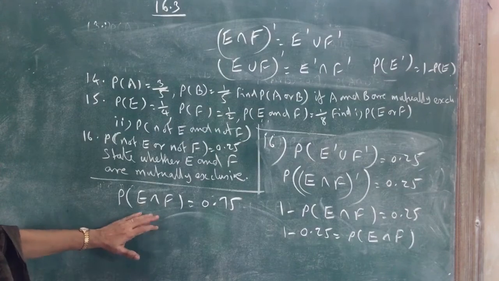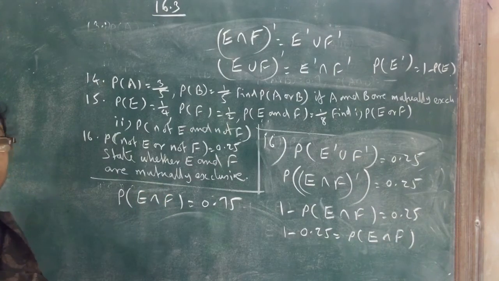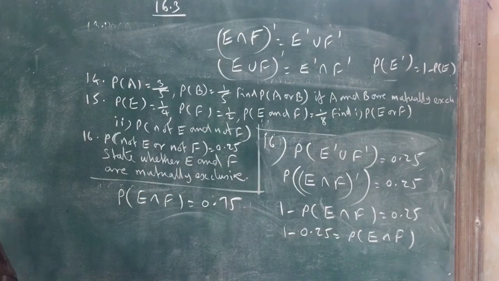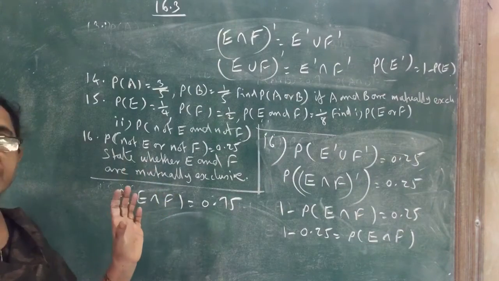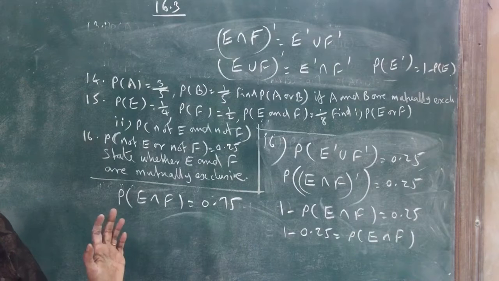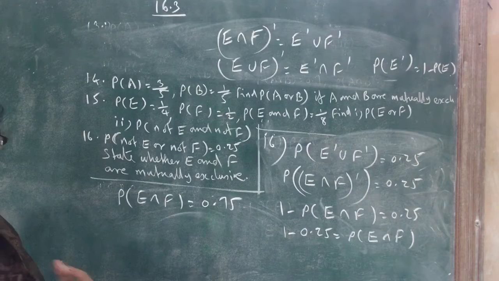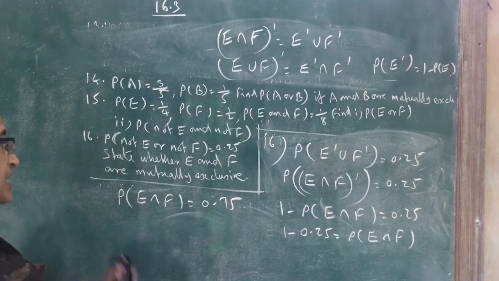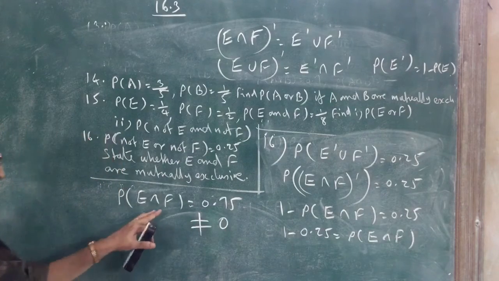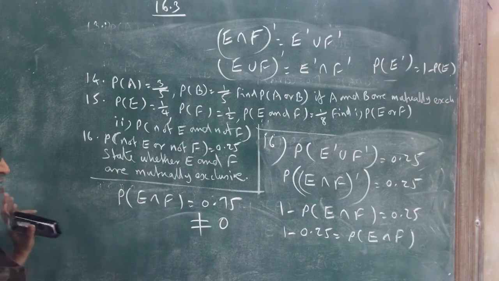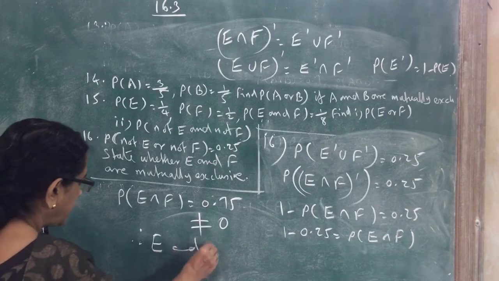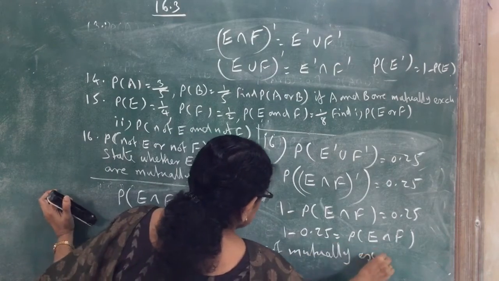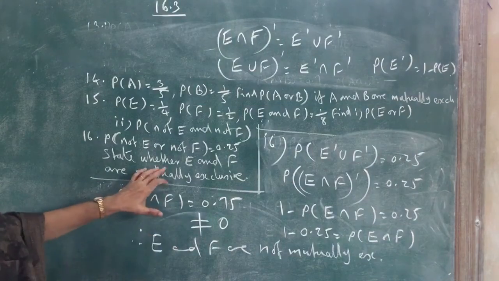So from that we can understand probability of E intersection F is not equal to 0. If E and F are mutually exclusive, probability of E intersection F will be 0. Mutually exclusive events are disjoint, they have no common elements. That means E intersection F equals the null set, then probability of E intersection F equals 0. Here we got probability of E intersection F equal to 0.75, which is not equal to 0. So E and F are not mutually exclusive. So that is the answer.